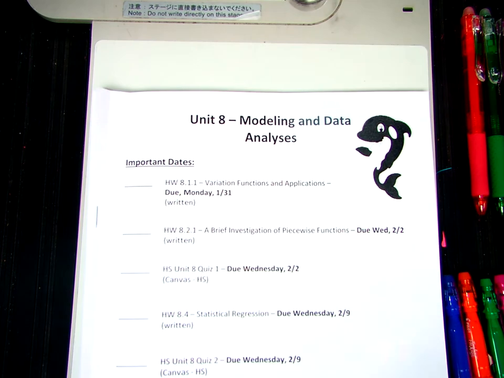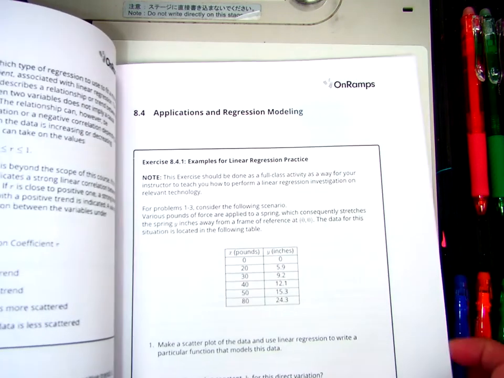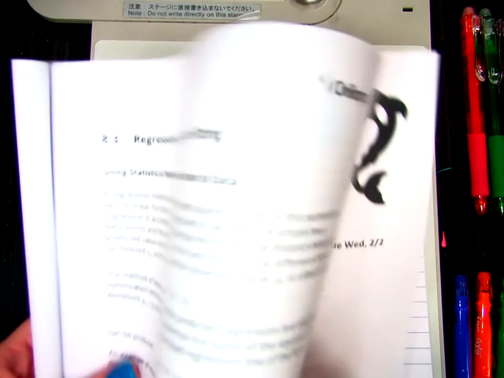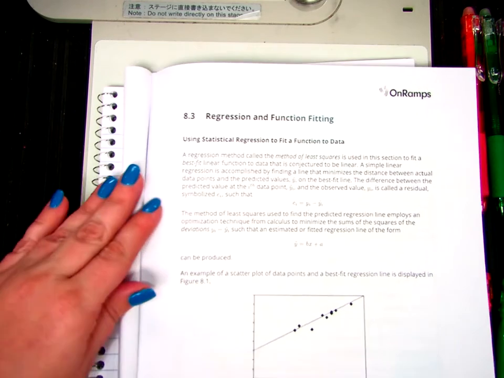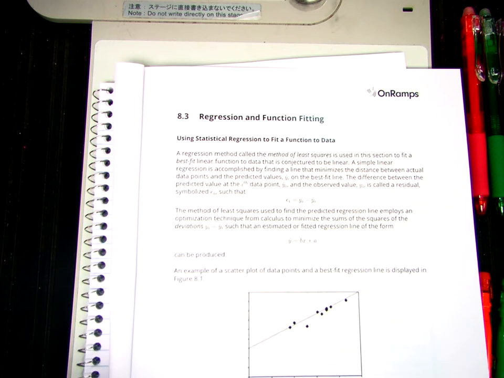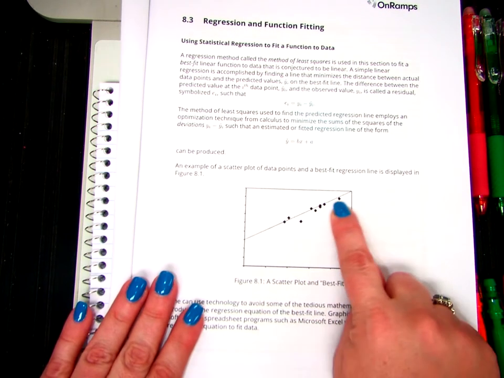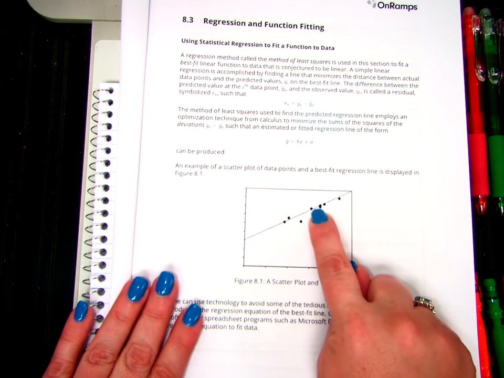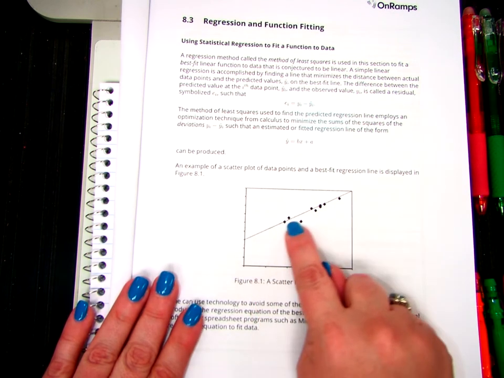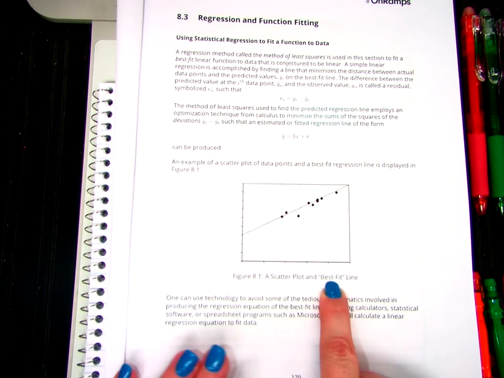Okay? The first thing we're going to do, though, is we are going to review 8.3 because we just kind of barely touched on it, and it's something that we are already familiar with. So if I go to 8.3 on page 129 in our packet, regression and function fitting, using statistical regression to fit a function. Please do make sure that you read it, but this is stuff that you have seen before where we're looking at a scatter plot, and notice we don't connect the dots with little segments. We make one line that is called the line of best fit through the center of the data.